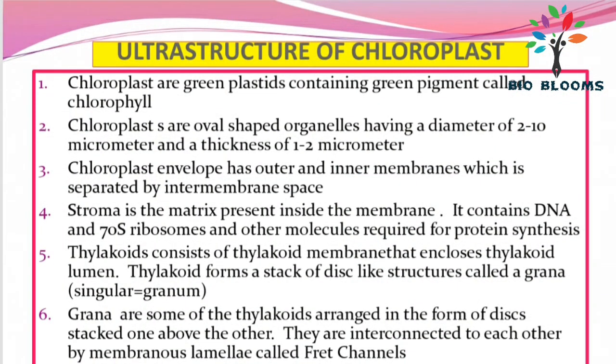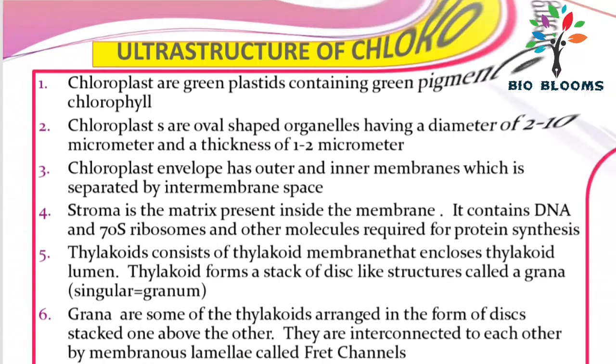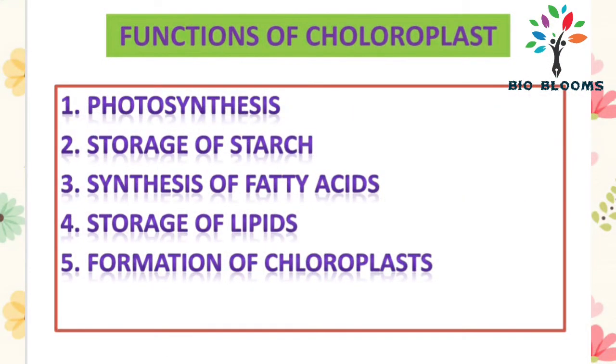Next, ultrastructure of chloroplast. It has an envelope, and this envelope has an outer and inner membrane which is separated by the intermembrane space. And the stroma is present inside the membrane. It contains DNA and 70S ribosomes and other molecules required for protein synthesis. Thylakoids consist of a thylakoid membrane that encloses the thylakoid lumen.